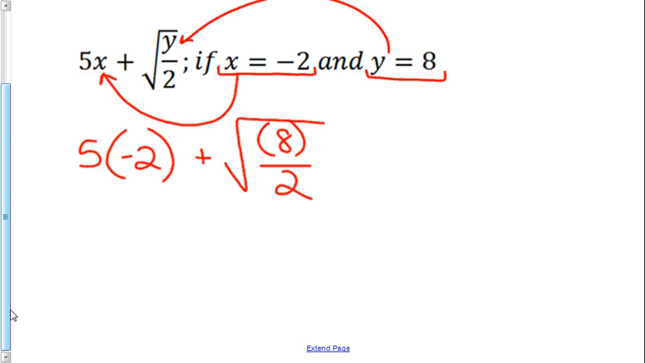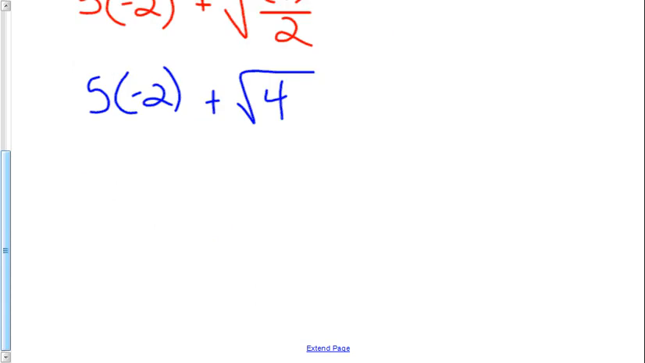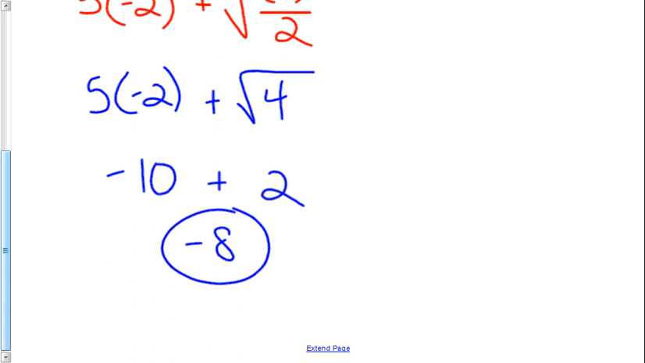So when we simplify this, we're going to start with what's inside the square root. 8 divided by 2 gives us the square root of 4. Next, the square root of 4 is 2. Hopefully you know your perfect squares. 4, 9, 16, etc. On the left side, we've got some multiplication. We can go ahead and do that. 5 times -2, which is -10. -10 plus 2 is -8. There's my answer.